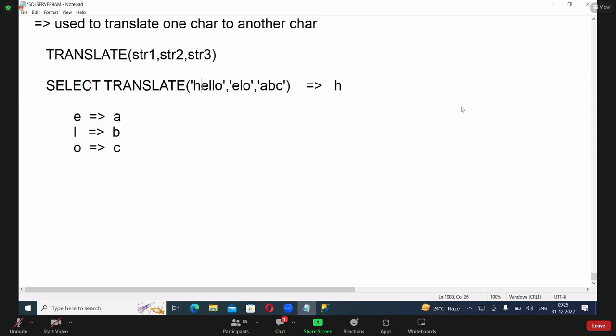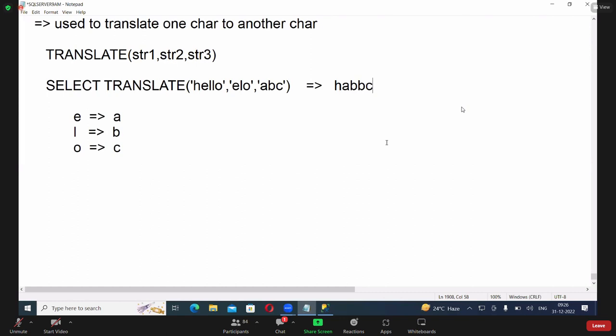What is the next character? E. Are you translating E? Yes. E translated to what? A. Next one. L. L translated to what? B. What is the next one? L. L translated to what? B. What is the next one? O. O translated to what? C. That's all. HABBC.